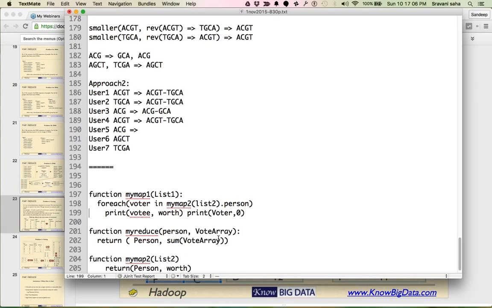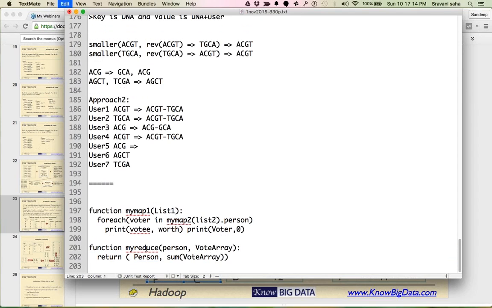So what he's doing is for voter in map 2. Okay, so you can't do that. All right, you can't do that. You can't really access another map. The life could have been far easier if you could just look up like this.